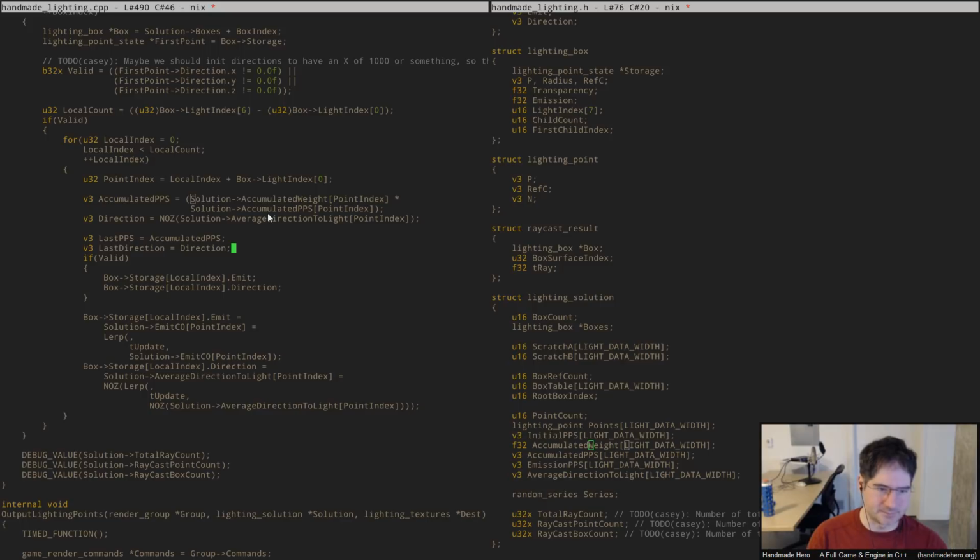Okay, so if we have last PPS here and last direction, then initialized to these two values, we will grab them out in the case where we know that the previous values were okay. And then what we want to do is do a write back here that will produce the final values that we need, right?